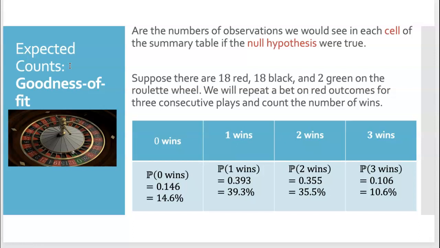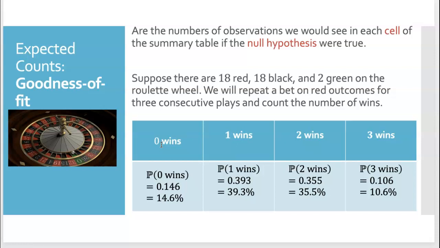For this example, I'm going to play a roulette wheel, and this should be familiar from our last exam. There are 18 red, 18 black, and 2 green, and each outcome is equally likely. I'm going to bet on red 3 times and record the number of wins. I'm going to do this bet of 3 over and over again. What are my expected outcomes here?